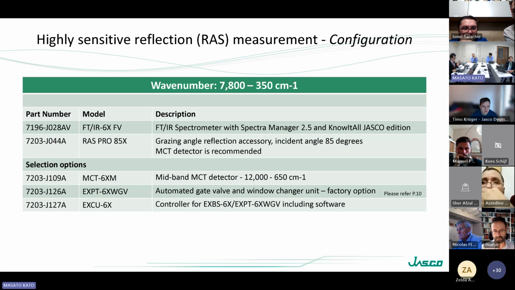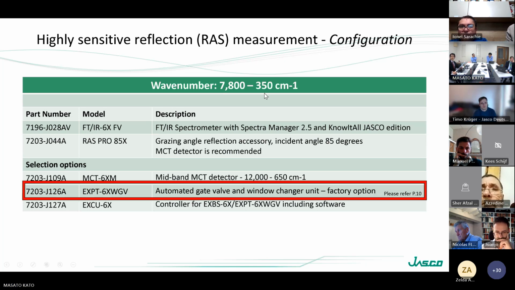So the basic configuration of RAS measurement looks like this. In particular, we recommend the FTIR 6XFV, which uses a semiconductor laser and is highly competitive. The FTIR 8X series is recommended when step scan, high resolution, or IR measurement specific applications are required. When using RAS units, if the sample area is less than 20 times 10 millimeters, an MCT detector is required.